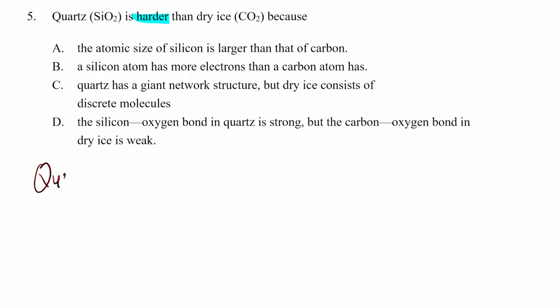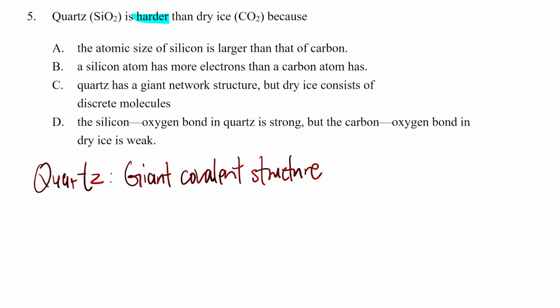So let me write down here, quartz. As you should know, there are just a handful of examples of giant covalent structures, and quartz is one of them. So quartz has a giant covalent structure, and among its atoms there are strong covalent bonds. That's why you need a large amount of energy to overcome these bonds, and that's why it's hard. It has strong covalent bonds.